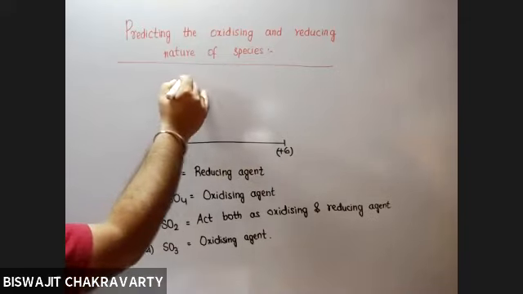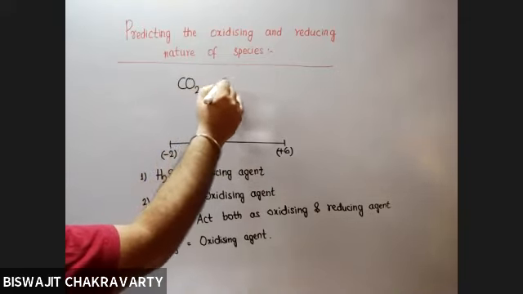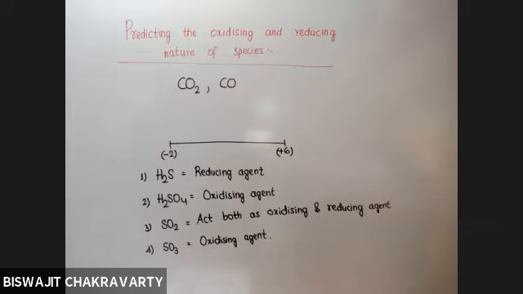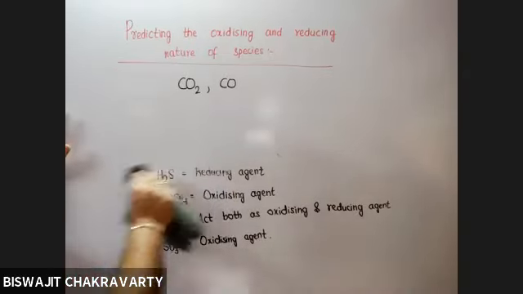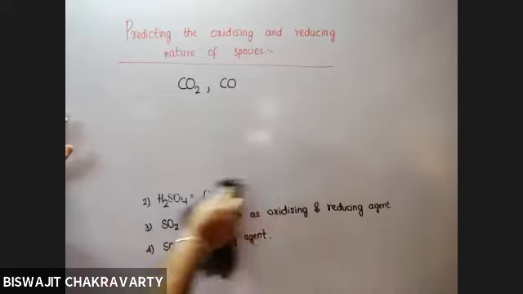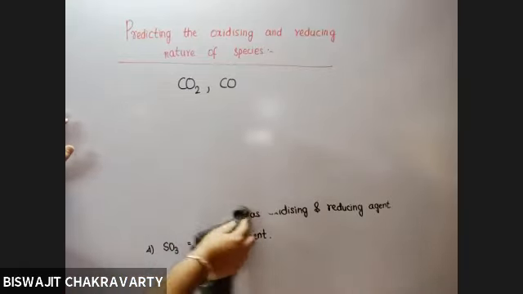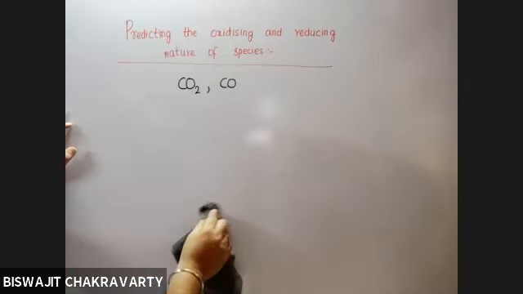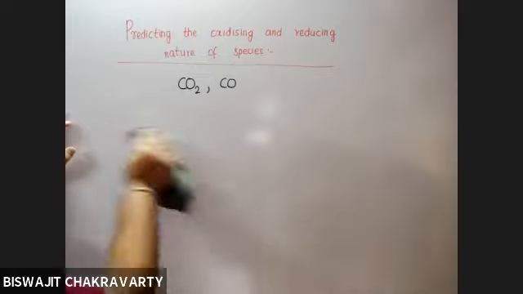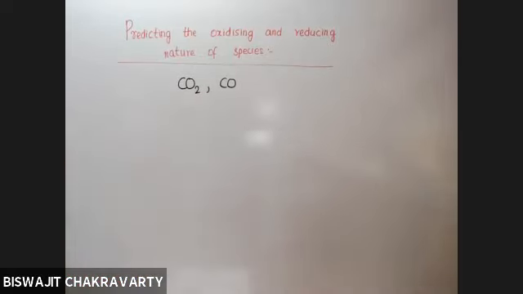Try out carbon dioxide and carbon monoxide. Whose range will you calculate first in both these compounds? Who is the common element? Carbon. Sir, carbon. Of course, carbon. So just tell me the range for carbon first. Is your range correct? -2 to +4. No.